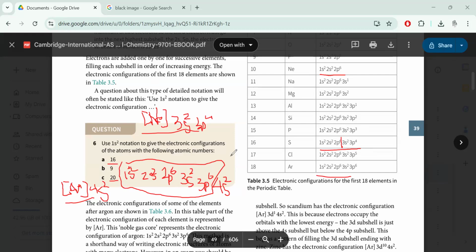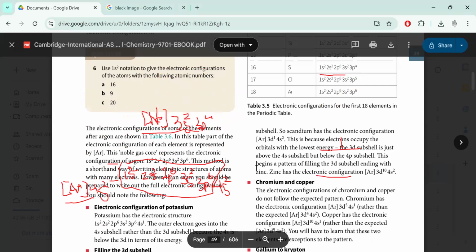Do you have any questions so far about writing electronic configurations? No, Kak. Okay, so if you understand, I'm going to go on to the next. Oh yeah, actually you can see it right here. Okay. Yeah, like what I've said here.